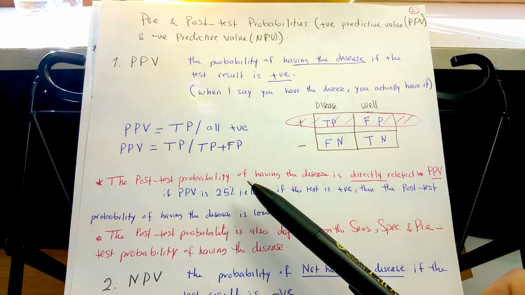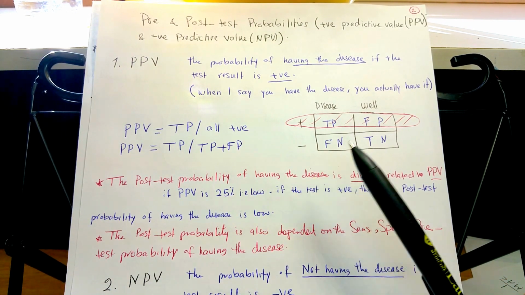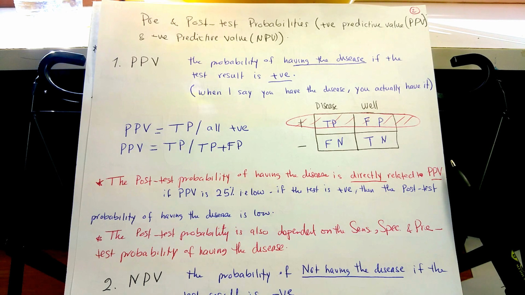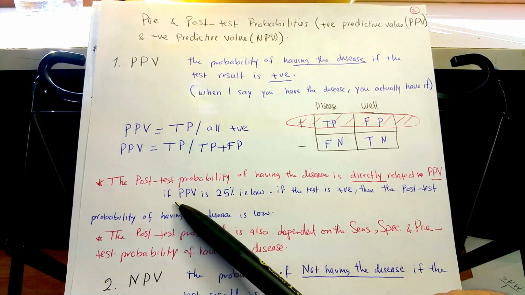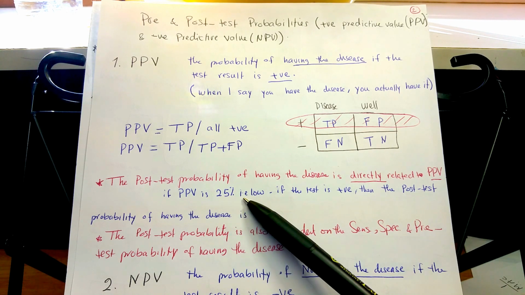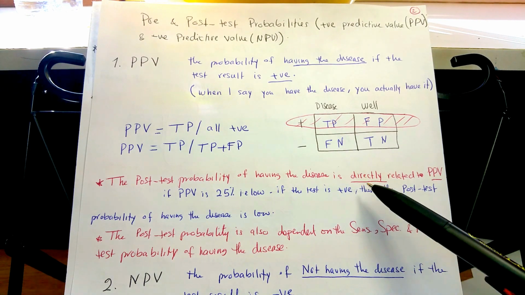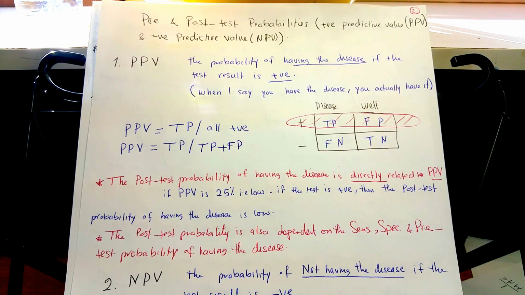The post-test probability of having the disease is directly related to the positive predictive value. What does it mean? Let's see an example. If a positive predictive value is low, then we have a positive result, then the post-test probability of having the disease is low. Okay? What's the post-test probability? The post-test probability is also dependent on sensitivity, specificity, and pre-test probabilities of the disease.